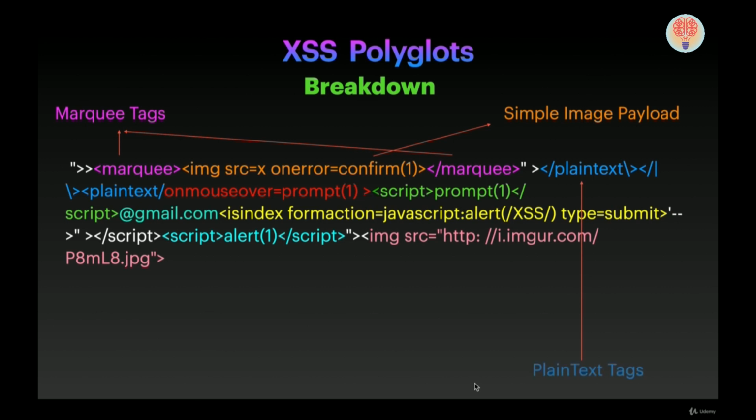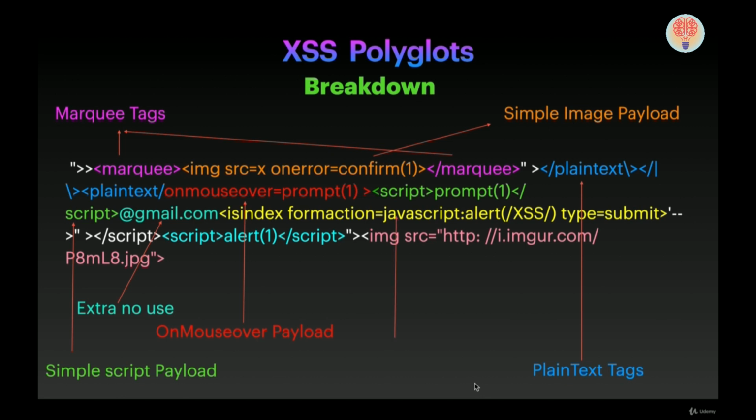Next is nothing, just plain text tags, plain text start and plain text close. Next is onmouseover prompt 1. This is a mouseover payload that we use. We already saw what mouseover payloads are in the mouseover video section. Next is script prompt 1. This is a simple script payload again. Next added is gmail.com, which is extra added, which is of no use in our polyglot.